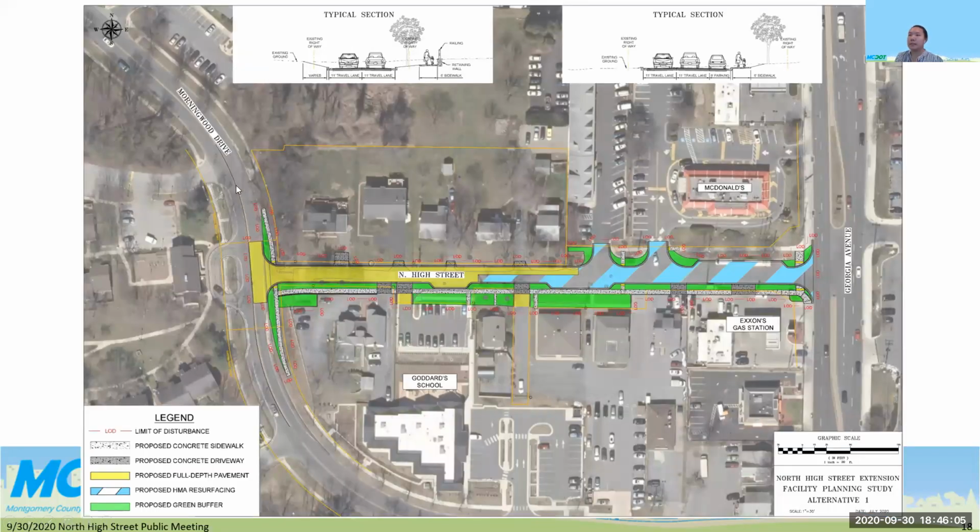So this is the plan view of what I have just described. The yellow shading signifies a full depth pavement, the blue signifies the pavement's resurfacing, and the green is the green space. The graded area is the sidewalk. So for this first alternative, we're proposing the sidewalk to be on the south side of North High Street, with parking occasionally on the south side.